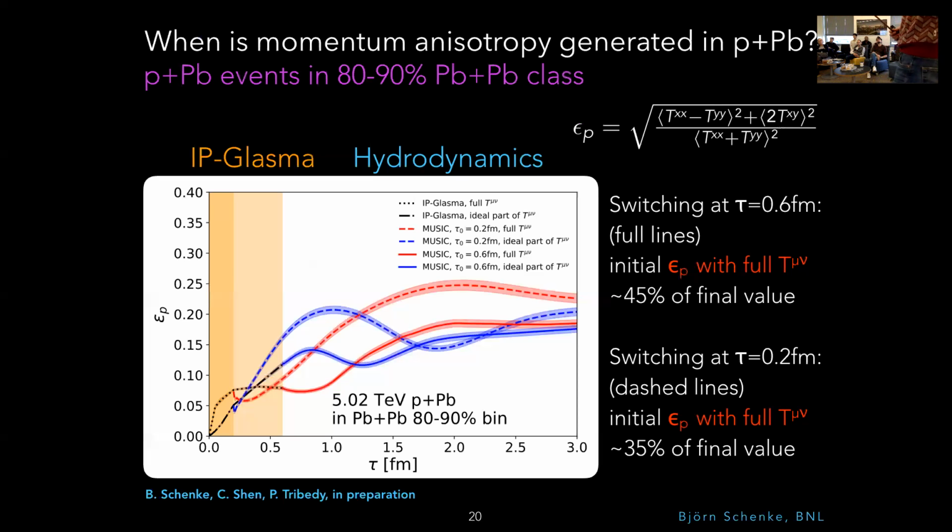And then the other curves are, on the one hand, switching at 0.2 Fermi, that's the dashed lines, and then also the ones where I only use the ideal part. The difference you see between switching at 0.2 Fermi and switching at 0.6 Fermi actually is not that large. So you're comparing, for example, the red dashed with the red solid. You get a larger v2, if you will, if you switch to hydro early, so hydro has more time to convert this spatial anisotropy.